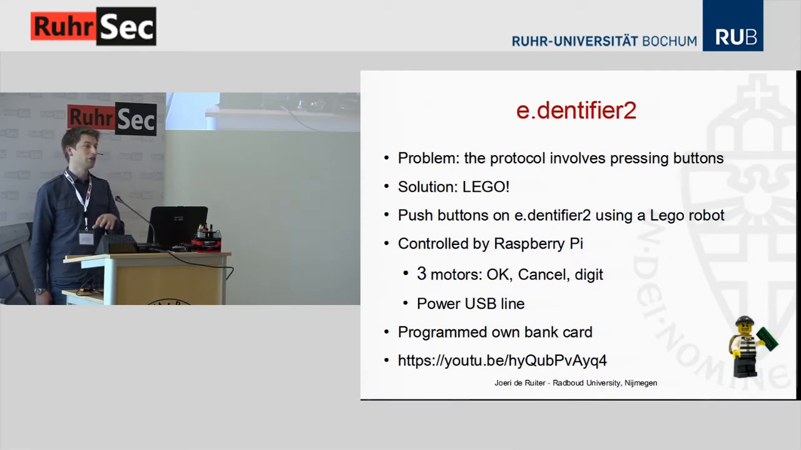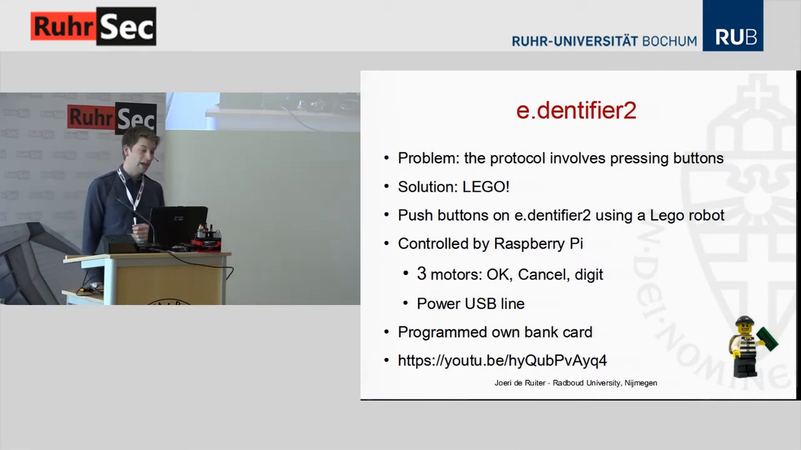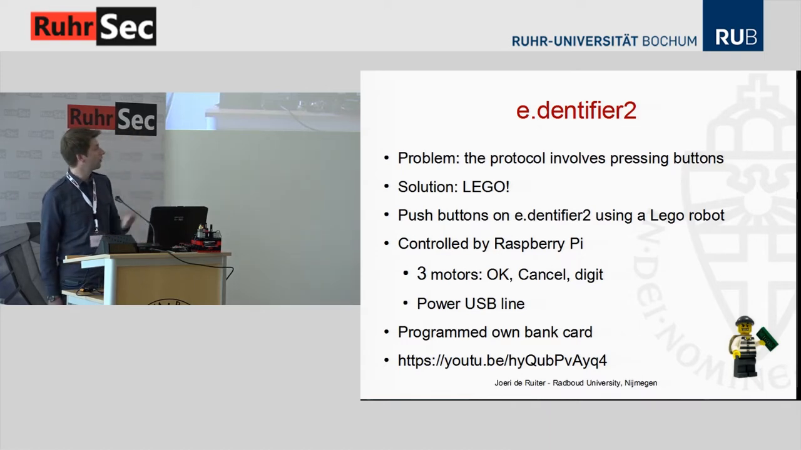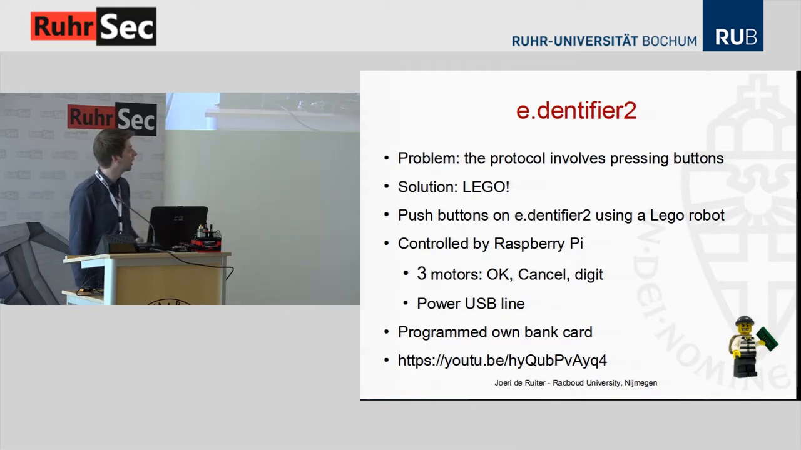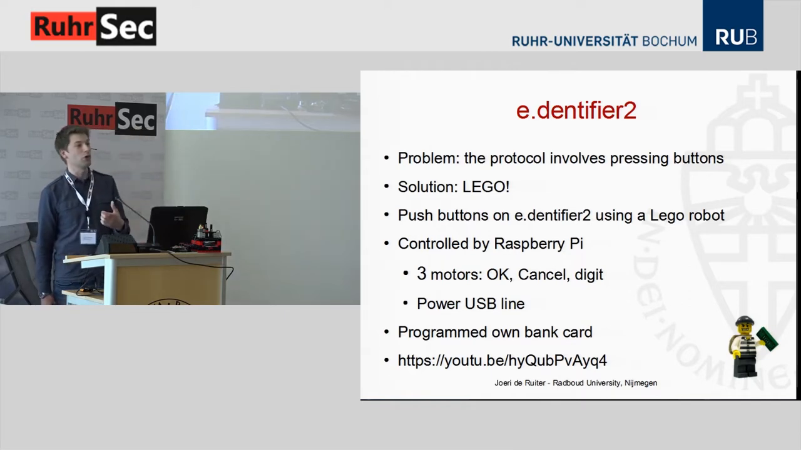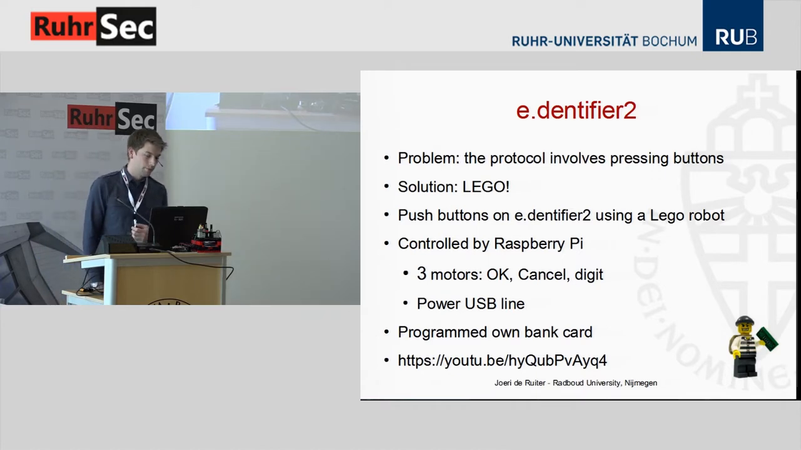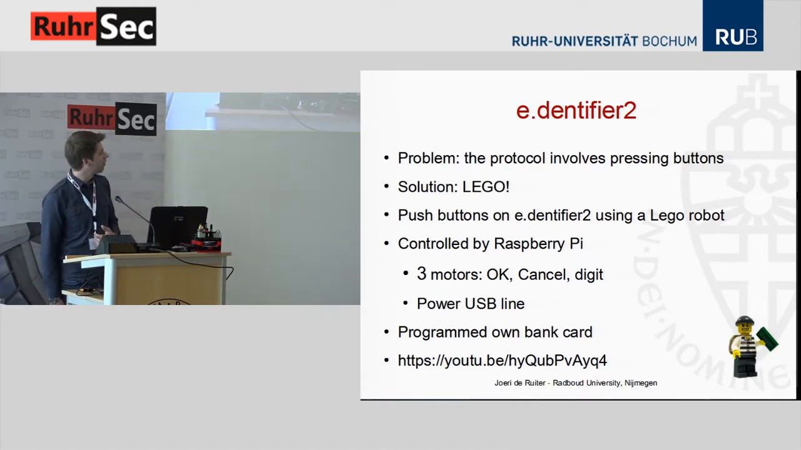But next to that, we also need to be able to enter the PIN code. So for this, we just added a motor to press one of the digits and programmed our own bank card, which basically mimics a real bank card, except that unfortunately it didn't work in the ATM. But it did accept all the PIN codes that you entered. So it was enough if we could just press one digit 4 times and then get a valid PIN code verification.